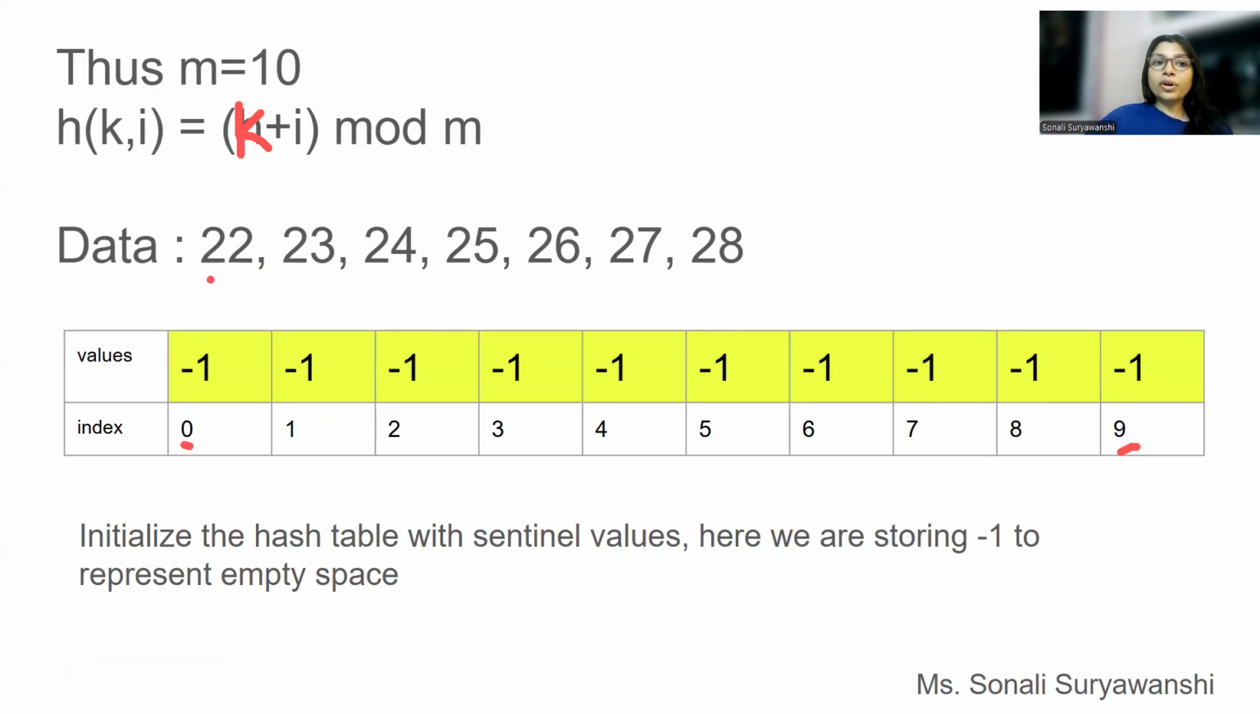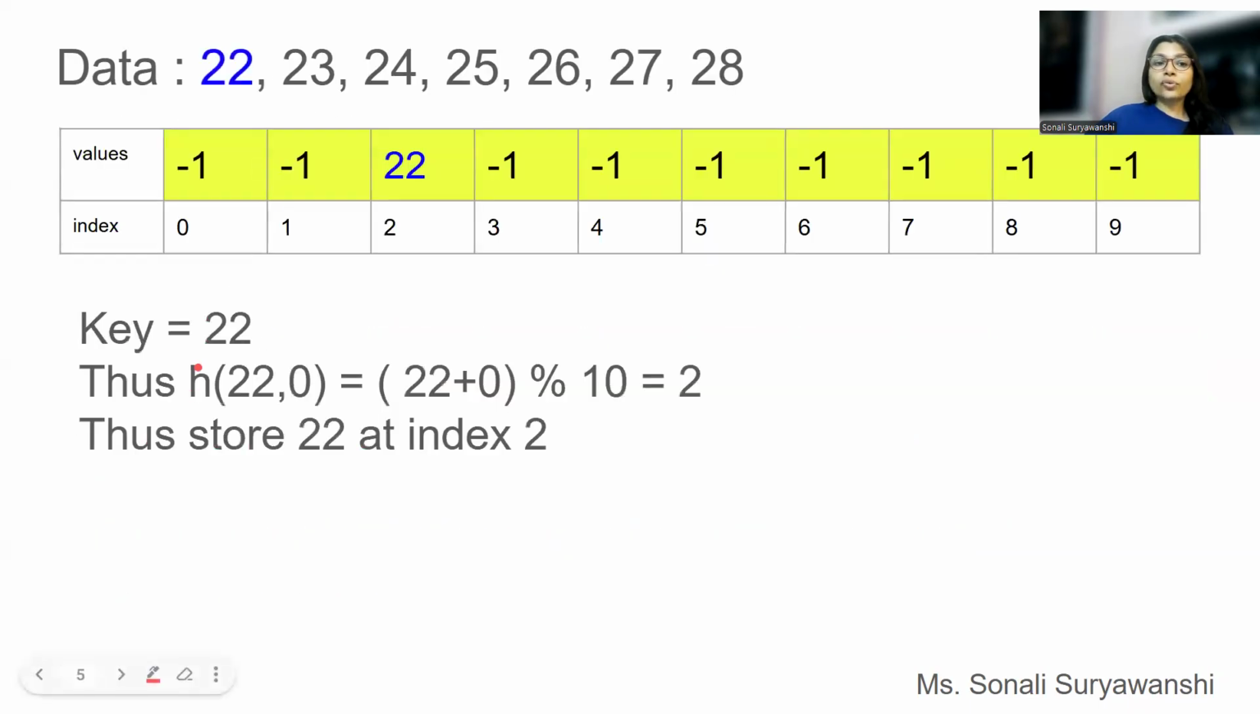Now, if we want to insert key 22 into this table, we'll have to put it in the formula to find out the index for that key. So for key 22, our formula becomes h of 22 comma 0. 0 is i, as I mentioned earlier, i is initially always 0. So 22 comma 0 will become 22 plus 0 modulus 10. And we know that 22 modulus 10, we'll get the remainder as 2. That means 2 is the index value where we can store key 22. So you can see here in our hash table, the key has been stored at index 2.